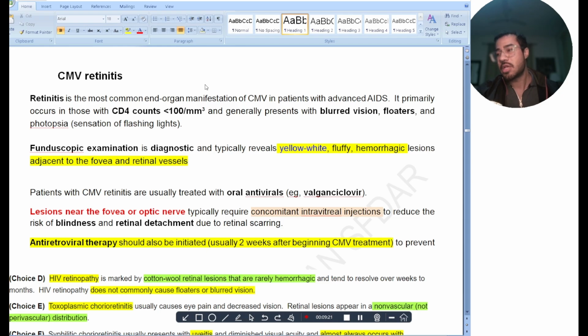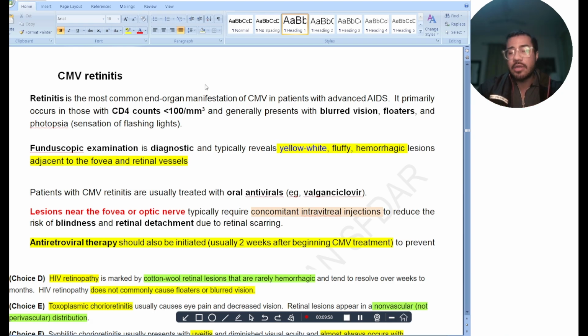CMV retinitis. CMV, as you know, causes a lot of AIDS-related illnesses. You guys also know about CMV colitis. Just like that, we also have CMV retinitis. The highest yield thing about that, how you're going to identify it, is an AIDS patient with a low CD4 count, most probably less than 100, presenting with floaters and blurred vision. That's how you identify CMV retinitis. Actually, that's not how you identify it, that's how you get a direction that points towards it.